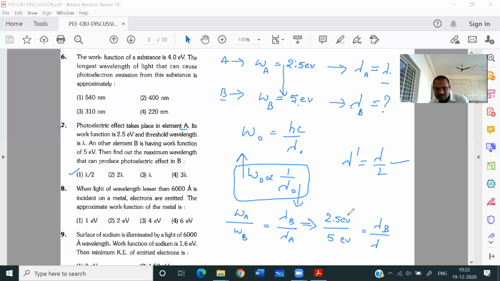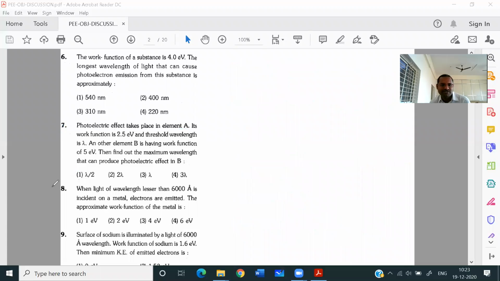Clear? So 2.5 ones are 2.5, twos are 5. So lambda B comes out to be lambda divided by 2. Perfect. Got it, students? Understanding? Seventh answer is A. Finished. Next, let us go to the eighth one. When light of wavelength less than 6000 angstrom is incident on a metal, electrons are emitted.